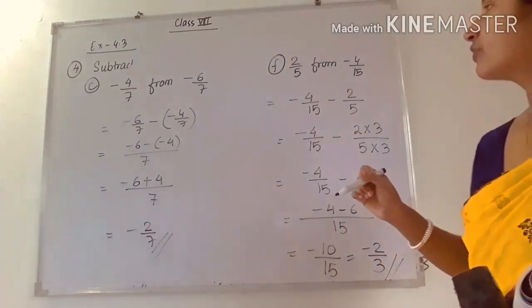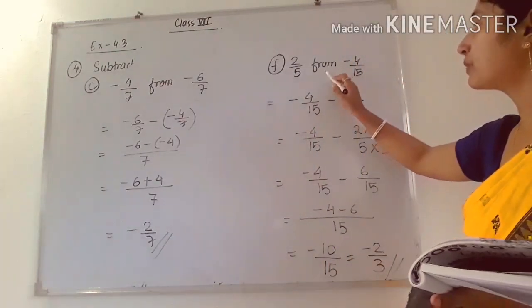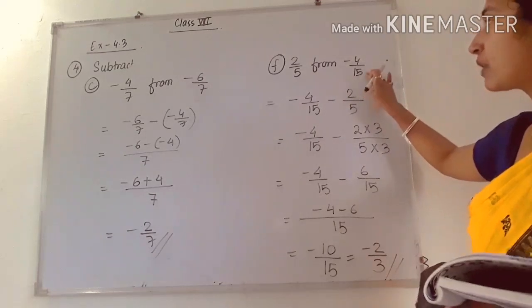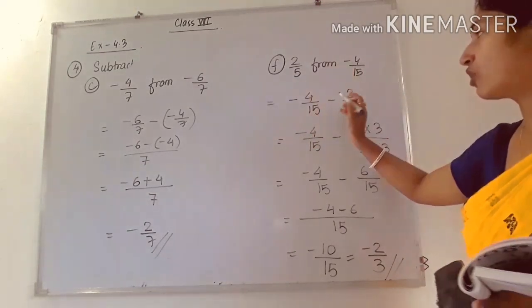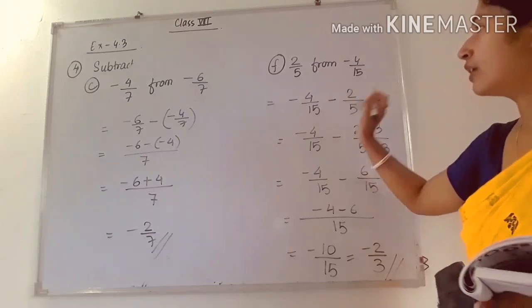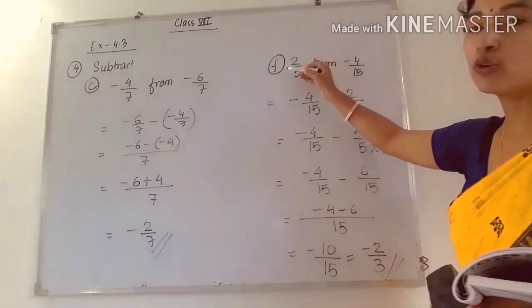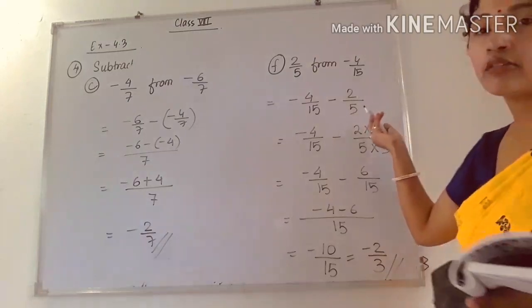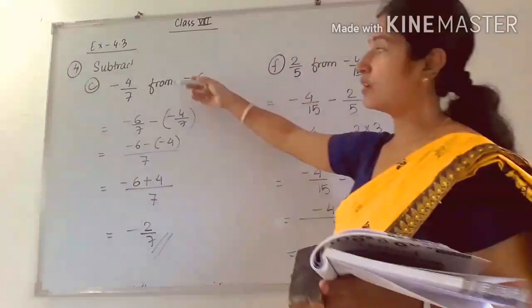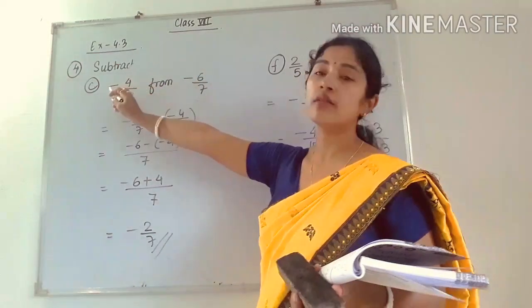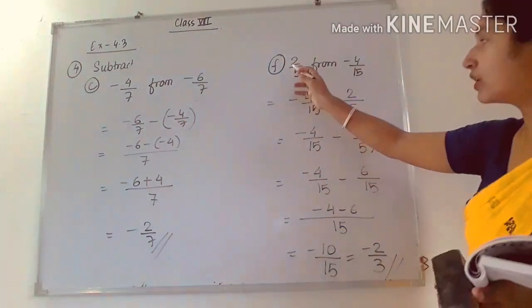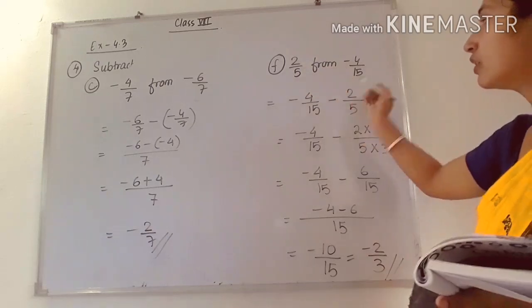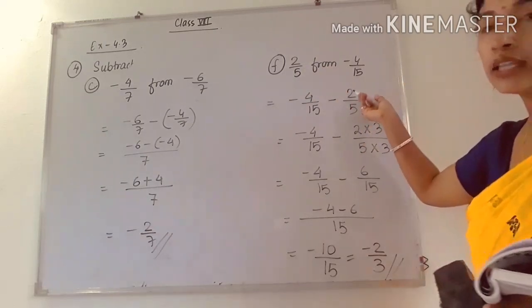Similarly, see number F, here you have to subtract from minus 4 by 15. So minus 4 by 15 you have to write first. Then it is written subtract, so you have to write a minus symbol. Now see, there is no symbol before 2 by 5, so here we are not writing anything. Like in the previous one, before 4 by 7 there is a minus symbol, that's why we have written it there. But here there is no symbol, that means positive only, so we don't have to write anything here.